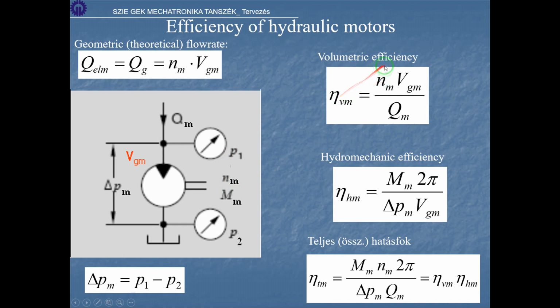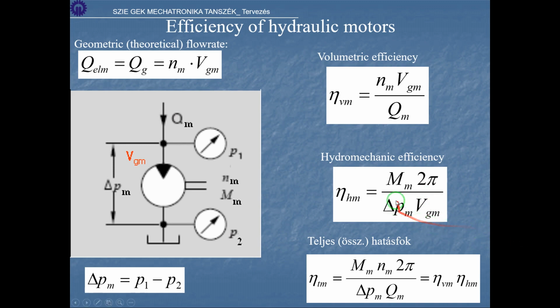So if I calculate the theoretical consumption of the motor, then it will be a smaller number than the actual consumption of the motor. So we can measure the inflowing liquid, so the flow rate, which is here, and we can calculate the theoretical flow rate, which is here. And it will result in a number which is less than 1. The hydromechanical efficiency is a bit different here.